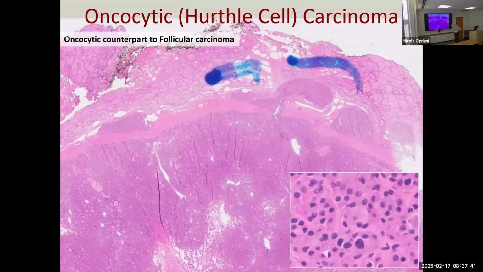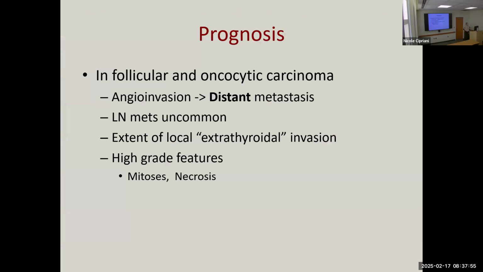Angioinvasion, capsular invasion. You can see here now nice mushrooming through the capsule. And you can see that in some foci, right, there's not a stalk, but it's the exact same morphology right outside the capsule. Okay. So in both follicular and oncocytic carcinomas, we are concerned with identifying angioinvasion, because this is the top predictor of behavior, which is going to be distant metastasis. Lymph node metastases in these tumors are very uncommon.